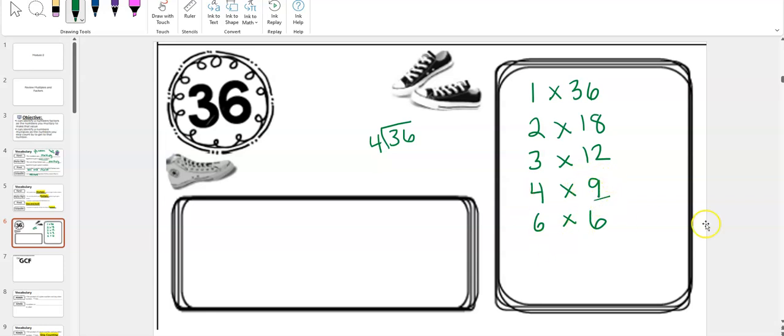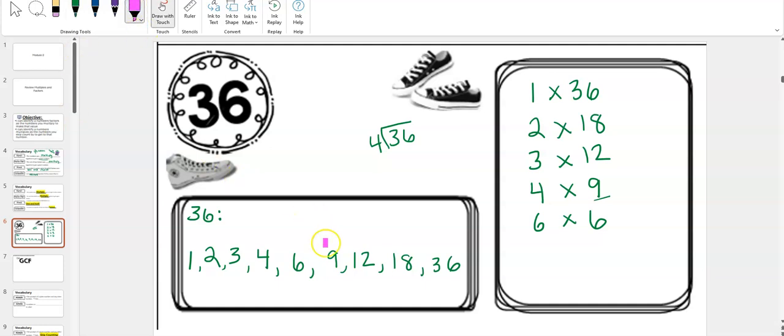So as soon as you repeat a number, you know you're done. Now over here, I'm going to take all these factors and we're going to list them out in order from small to big. So the factors of 36 are 1, 2, so again, we're putting them in order, 3, 4, 6, I'm not going to list 6 twice, 9, 12, 18, and 36. Then we can make what we call a factor rainbow.